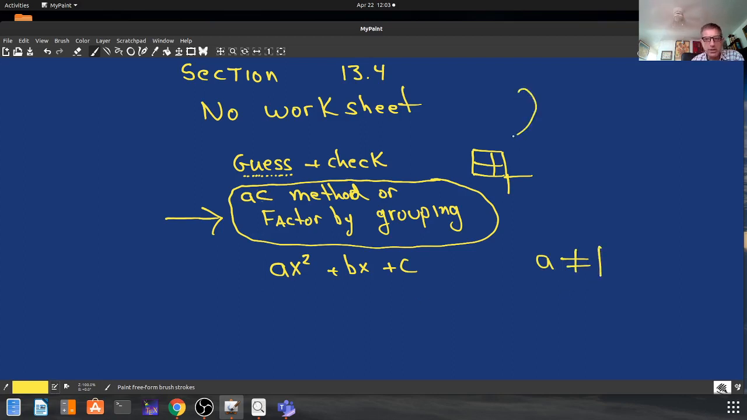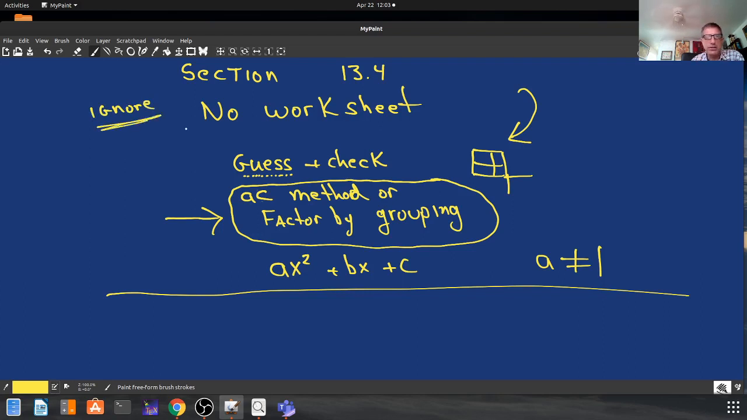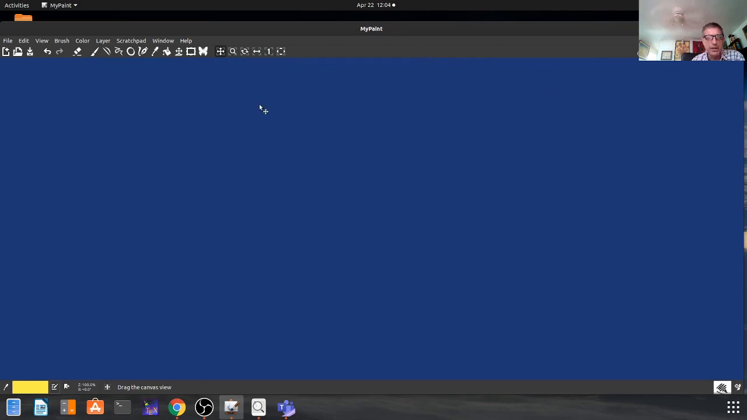So we're still going to use this same method. And then after that, we're going to factor by grouping by looking at groups of 4 terms like we've done earlier. And the homework has been designed to reflect what we're doing here, not on the worksheet. So you need to ignore the worksheet, don't do it, and we're just going to do the problems that I've got here.